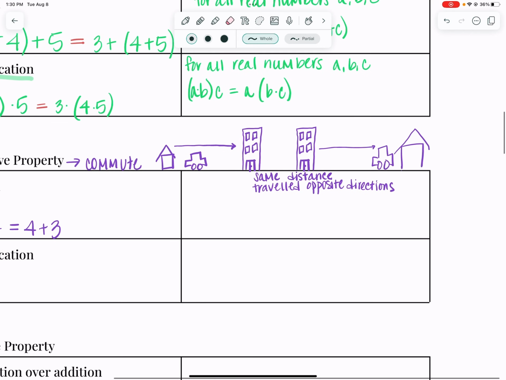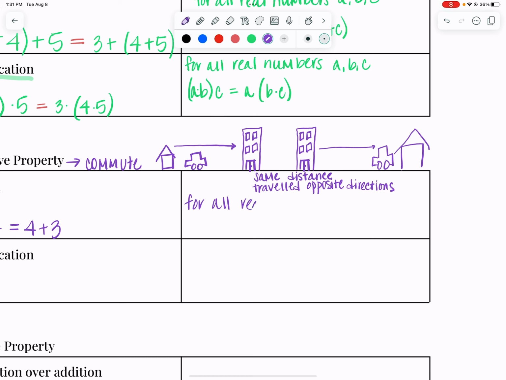If I want to put this in math speak, we would have to say for all real numbers, we'll use P and Q. P plus Q is equal to Q plus P every single time.